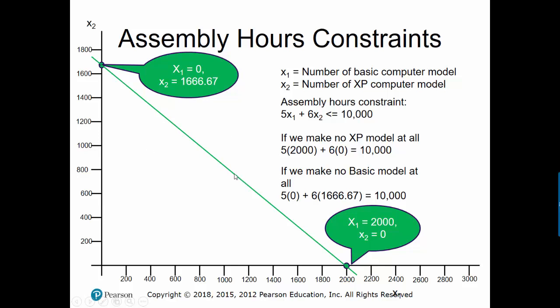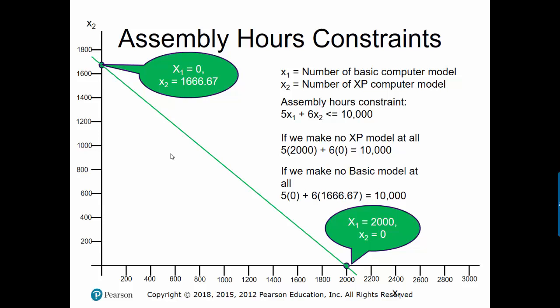So any point that falls outside this line, on this left hand side, is going to be greater than 10,000. That would make it infeasible for this constraint. So any point to this side will be less than or equal to 10,000 and that will be feasible, and any point on the line will be exactly equal to 10,000 and they will also be feasible. So that area is feasible for assembly hours. Okay, but that's not the only constraint we have.